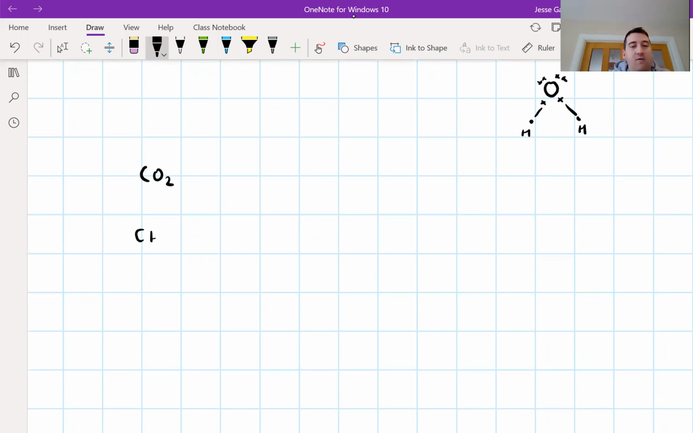Try this one now, CH4, and then try this one, NH3. So pause the video and see, can you draw the final structures of these substances? Pause the video, do that now.